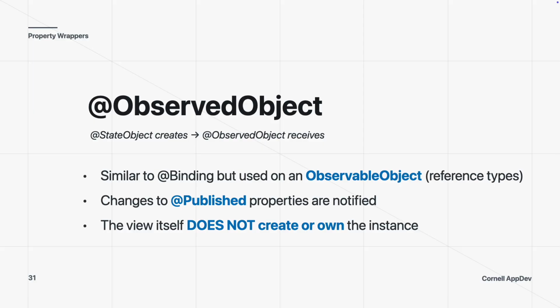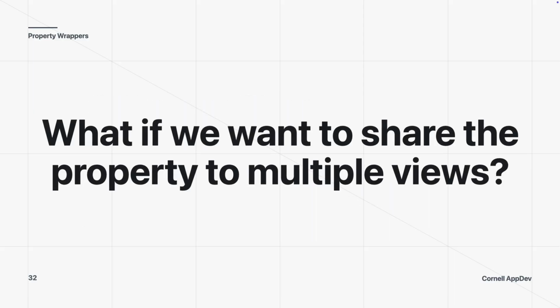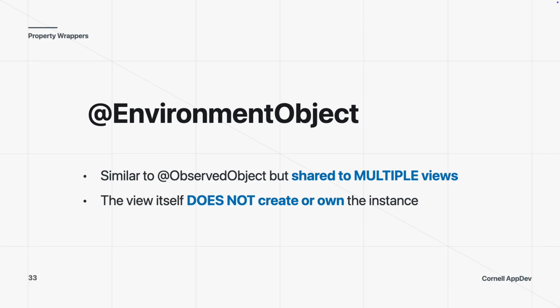And @ObservedObject is really similar to binding. I don't have an example of that in the demo, but it's essentially the same thing, but for classes, which are reference types. And there are also a few more property wrappers if we wanted to share a property with multiple views, right? Because right now we're sharing properties between two different views. The most simple way for me to say this is that it's really similar to ObservedObject, but it can be shared with multiple views. And it's the same in the sense that the view itself doesn't create the instance that I'm trying to access.